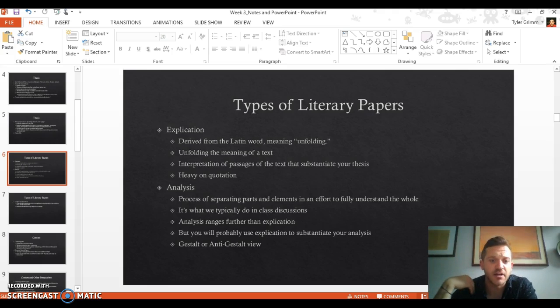We do this in class all the time. You do this for your STQ squared. We do this in our discussions. You're hopefully getting pretty used to analysis. The important thing to think about, though, is that there is a Gestalt view and an anti-Gestalt view when it comes to analysis. So, the sum of the parts is greater than the whole, or the whole is greater than the sum of the parts. So you need to decide which method you are approaching.